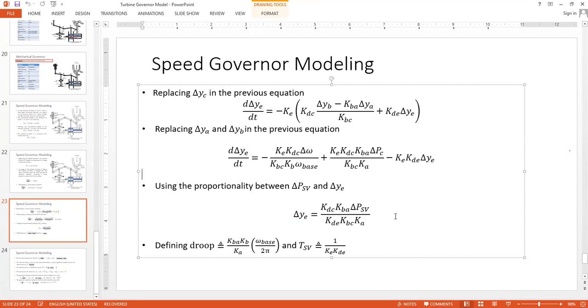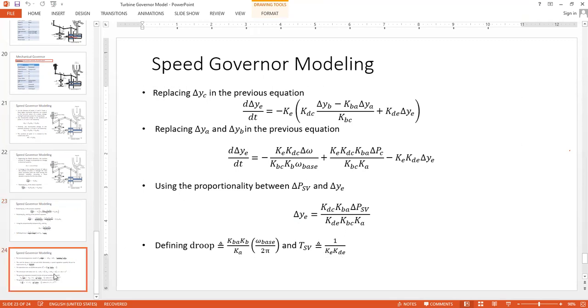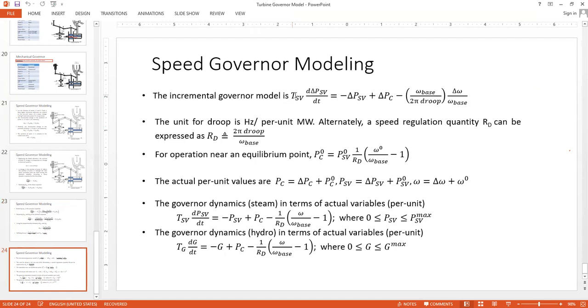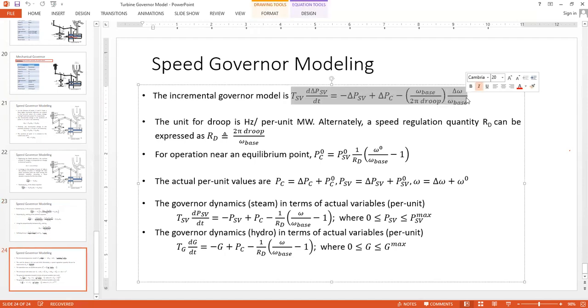KB over KA omega base by twice pi. So we will see it there. TSV is 1 by KE, KDE. So all these are incorporated in this single expression. If you do the simple calculation, I hope you can reach here pretty easily.